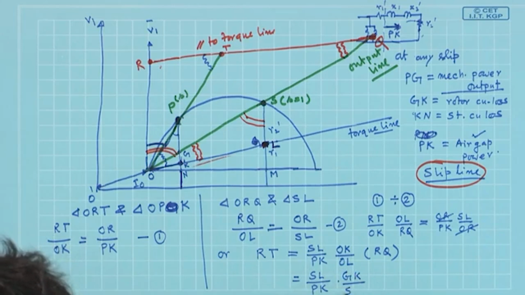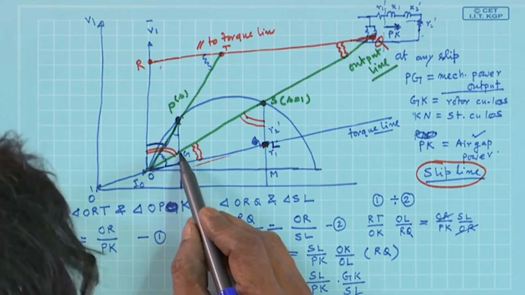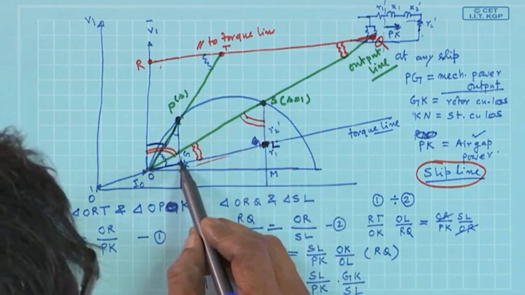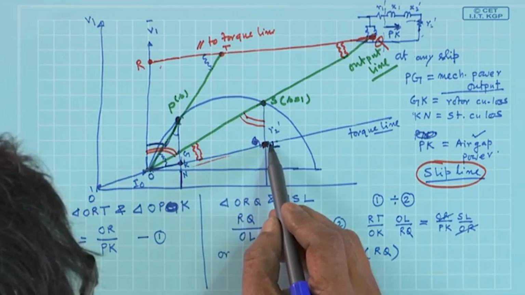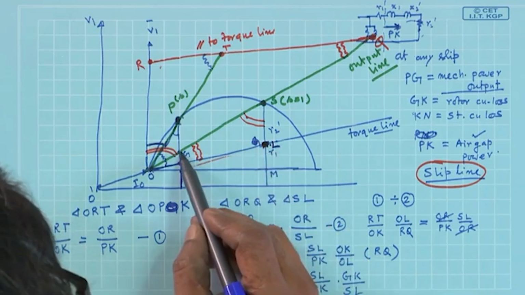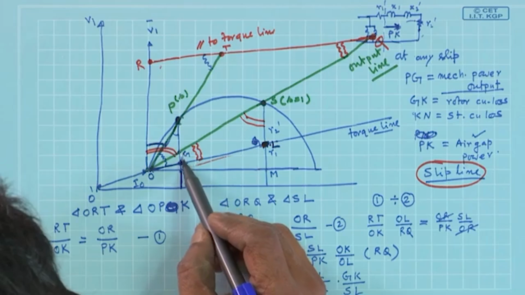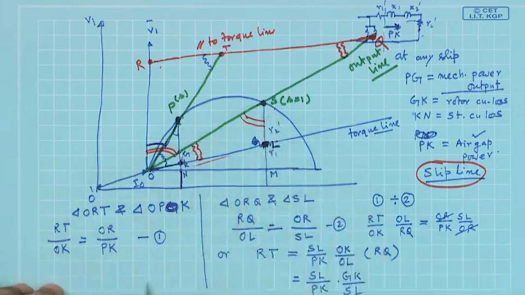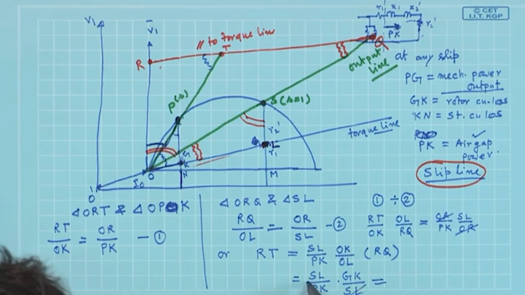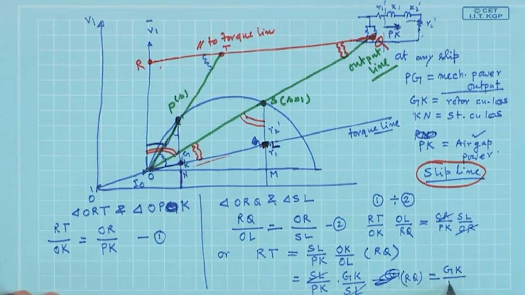GK by SL, because these two are parallel. So, this OK by OL will also be equal to GK by SL, and then SL goes and you are left with, of course, RQ is there, and this is equal to GK by PK into the length RQ.